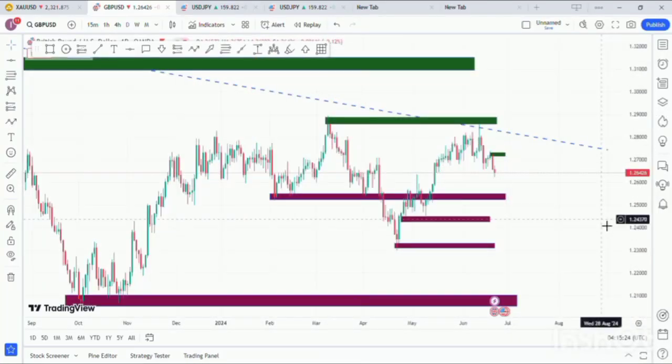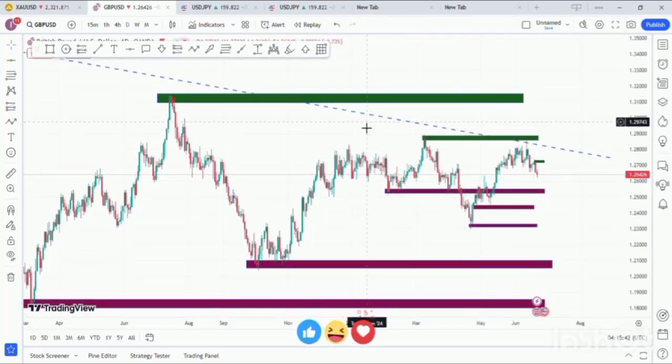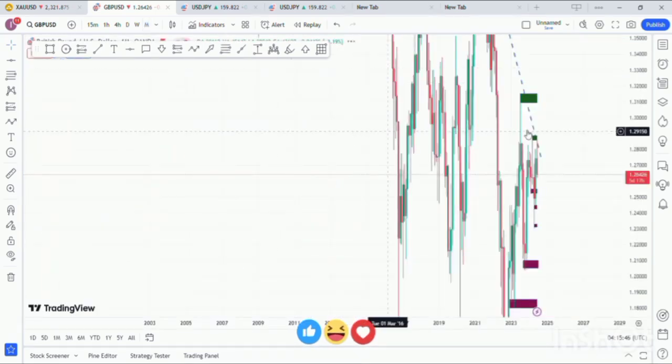So right here on my screen is GBPUSD on the daily time frame. Remember, we always do a top-down analysis so as to ascertain what we should be expecting for the coming week. But before we dive into the daily time frame for GBPUSD, I want us to move to the 1 month time frame because we need to validate this trend line right here. So we'll just move over to the 1 month time frame real quick.